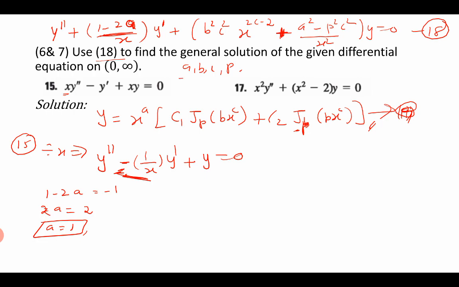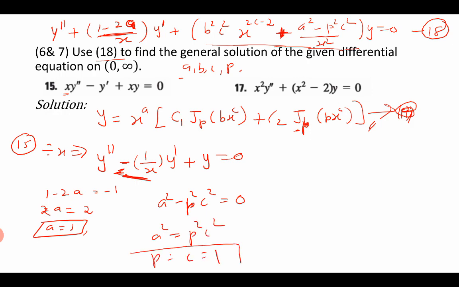Go to the third term, the coefficient of y. There is no division by x squared, isn't it? So this part will be 0. This part, a squared minus p squared c squared, will be 0. So a squared minus p squared times c squared is 0. Will be a squared is p squared c squared, possible when p and c are 1, because we already know a is 1. So a, p, c are 1. When a, p, c are 1, the second term will give you x power 2c minus 2, x power 0 will be 1, and b and c, everything should be 1. b should also be 1.